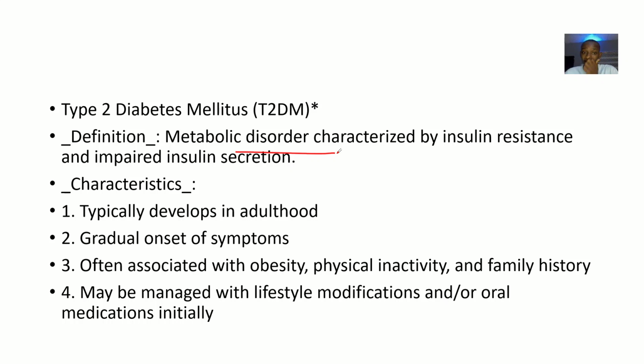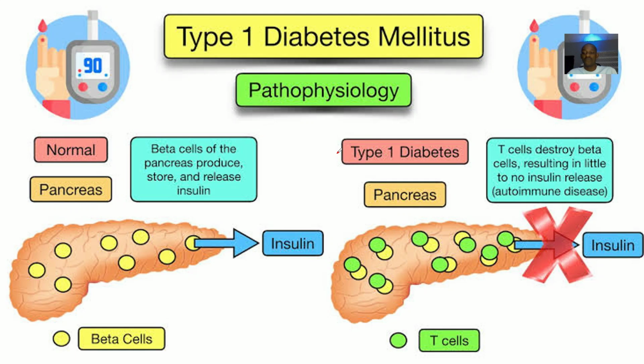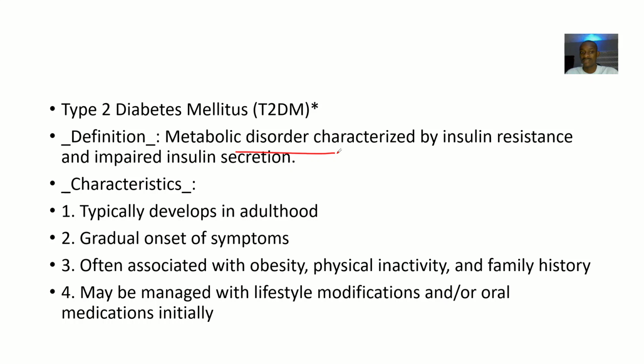Then for type 2, it's a metabolic disorder which is characterized by what? Insulin resistance or impaired insulin secretion. You get? Two things are involved. So it's either that the insulin is not being produced enough or it's being produced but the cells are even resisting it. It typically develops in adulthood. It's gradual onset of symptoms since the insulin is acting relatively. You get? Then it's often associated with obesity, physical inactivity, family history.